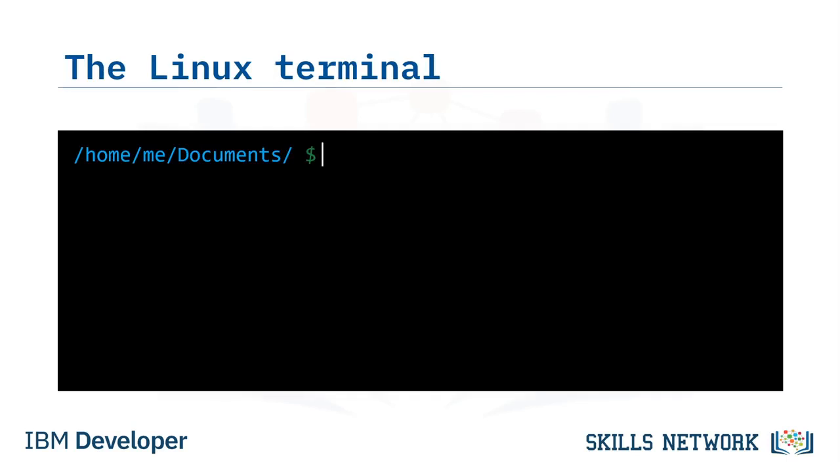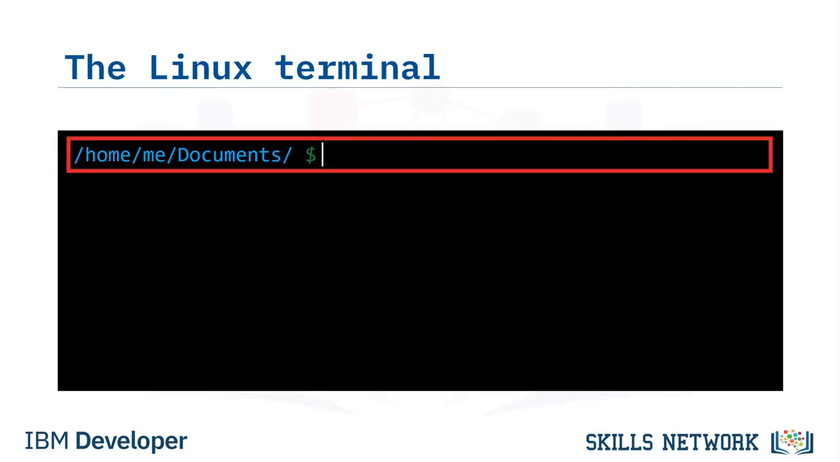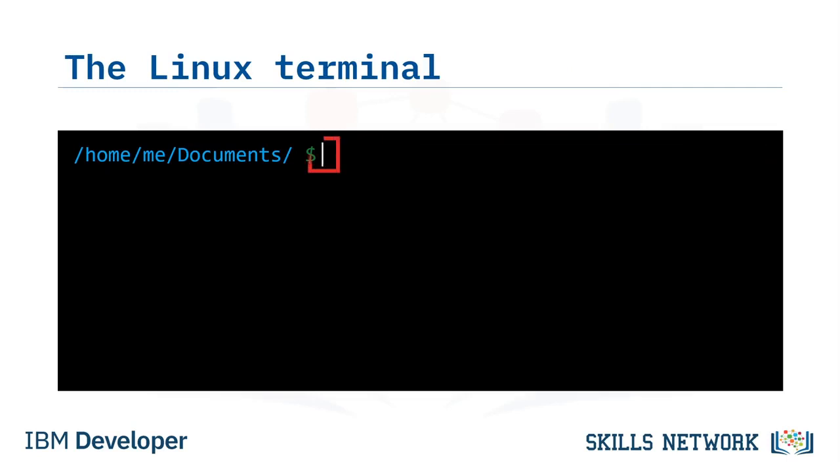Now, most terminals have a similar user interface for you to enter commands. The area where you enter commands is called the command line, and the vertical line, or cursor, is the command prompt. This indicates where the text that you type will be displayed. In this example, the current working directory is the Documents directory, which is inside the Me directory, which is inside the Home directory. The current working directory is the location where the shell will look for any commands that you specify to run. For example, the Python program in the previous example.